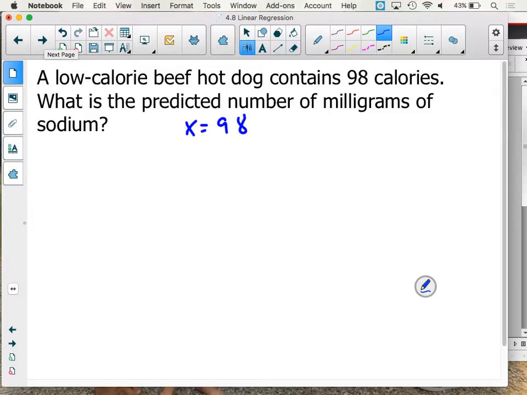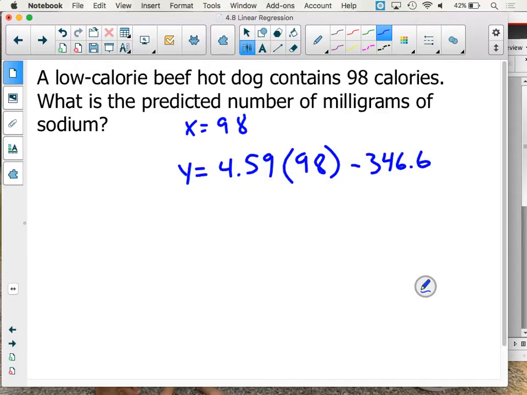So let's go to our equation. Y equals 4.59 times 98 minus 346.6. When we evaluate that in our calculator, we get y equals 103.22. So maybe we'll say 103 calories.